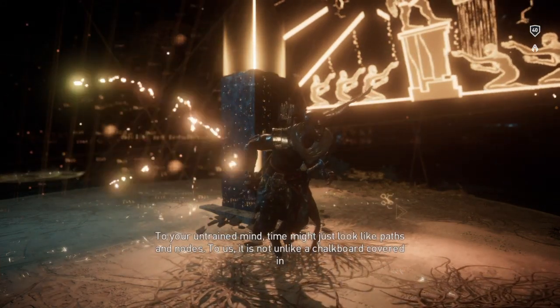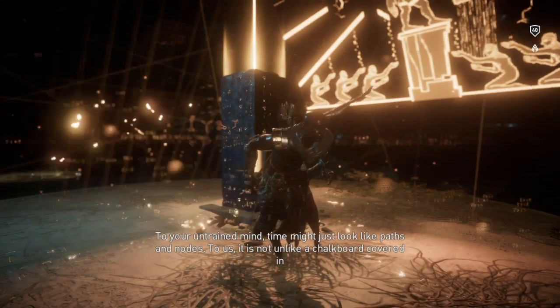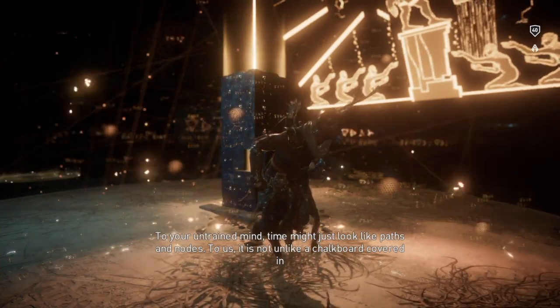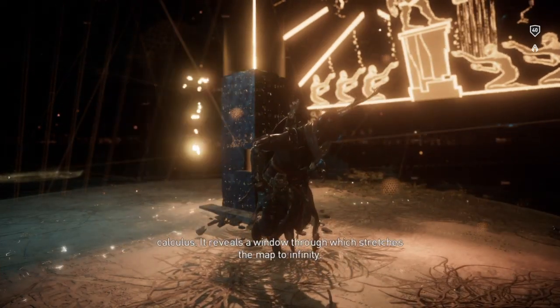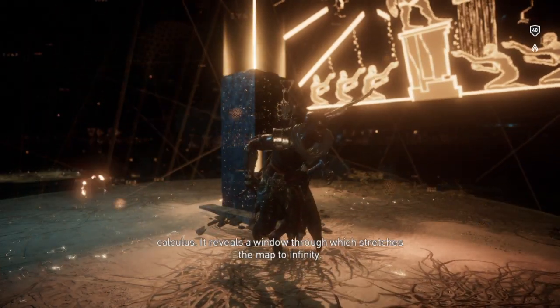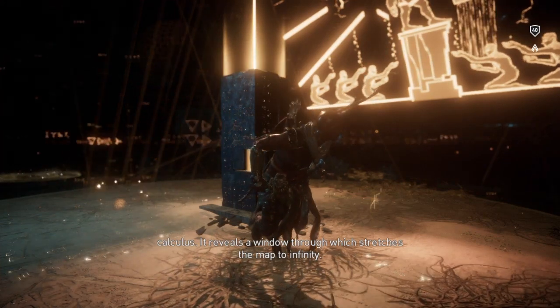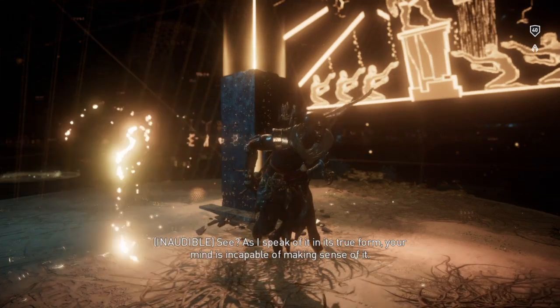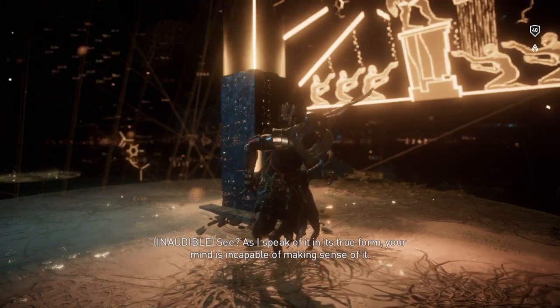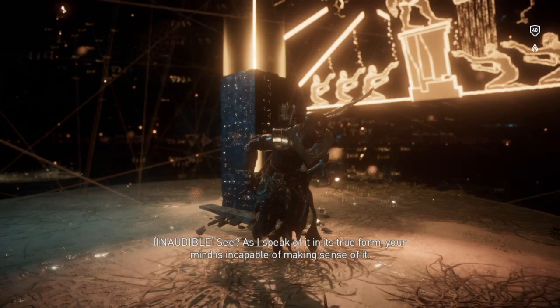To your untrained mind, time might just look like paths and nodes. To us, it is not unlike a chalkboard covered in calculus. It reveals a window through which stretches the map to infinity. Yeah, see? As I speak of it in its true form, your mind is incapable of making sense of it.